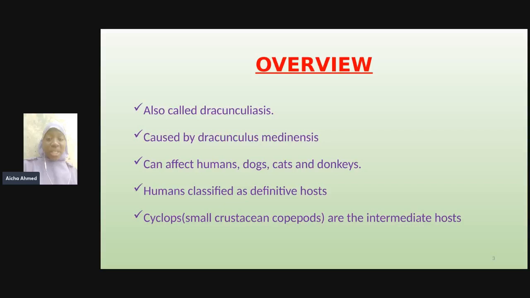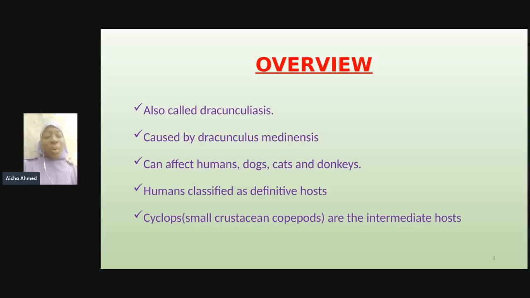Now, the dog, particularly, can also act as a definitive host, so the larvae can also mature into the worm in the dog. But usually, the animals are just paratenic hosts. They just store the larvae and it doesn't turn into worms. This larvae is first taken up by the copepods, which are the intermediate hosts. These copepods keep the larvae and don't allow them to grow into a worm. That is why they are called the intermediate host. Without them, the larvae will not reach its infective stage.